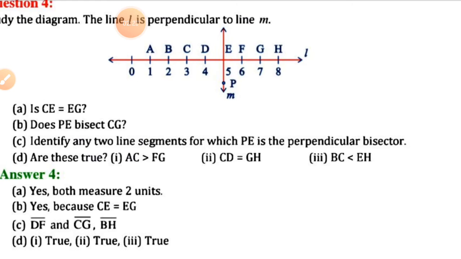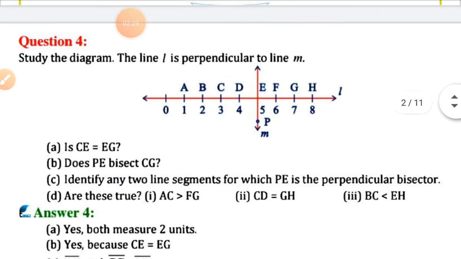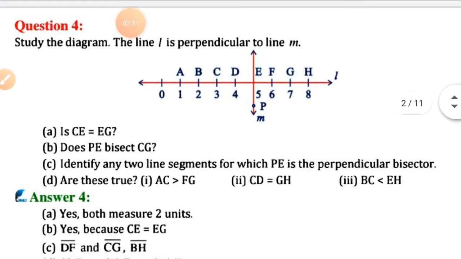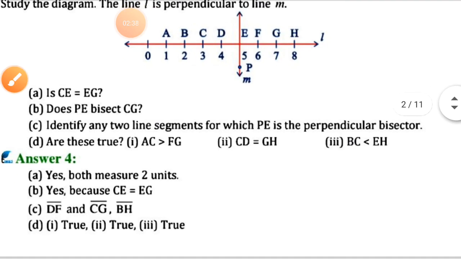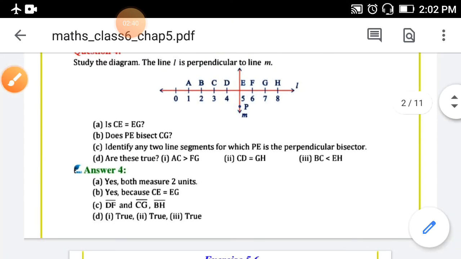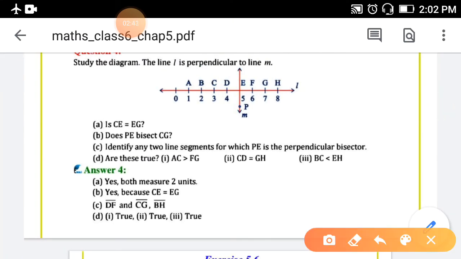C: Identify any 2 line segments for which PE is a perpendicular bisector. Perpendicular means it makes a 90-degree angle, and bisector means it divides another line into 2 equal parts. So first one, DF, whose bisector is PE. Then CG, that is the second one, and BH.